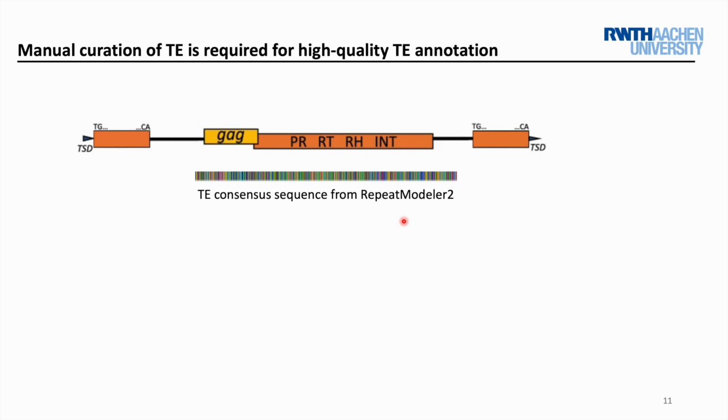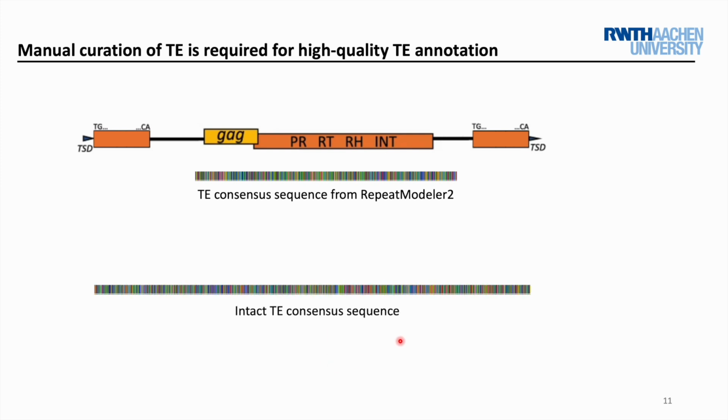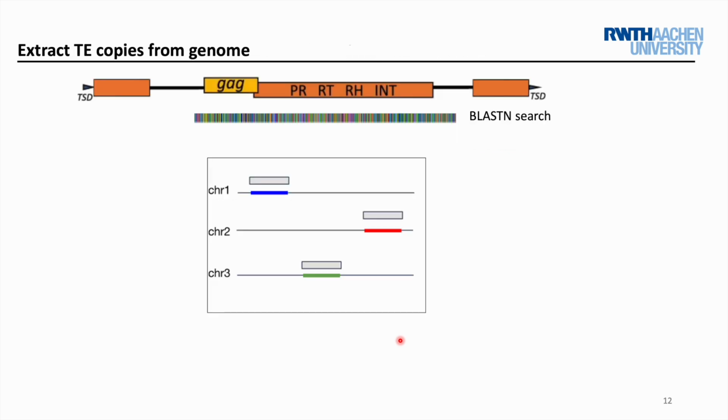For example, you could have a TE consensus sequence from those tools that cannot cover the entire TE sequence. If you want to perform analysis on this sequence, you have to get the intact version. In the traditional way, you can do manual curation of transposable elements for it. Here I will give you a general introduction to what manual curation of transposable elements is.